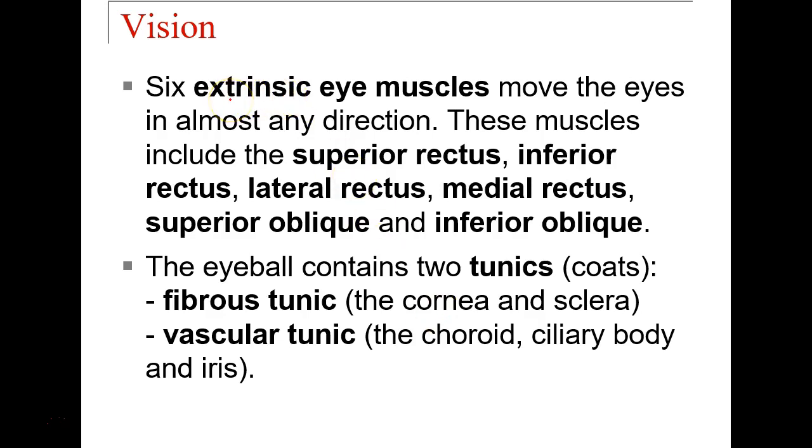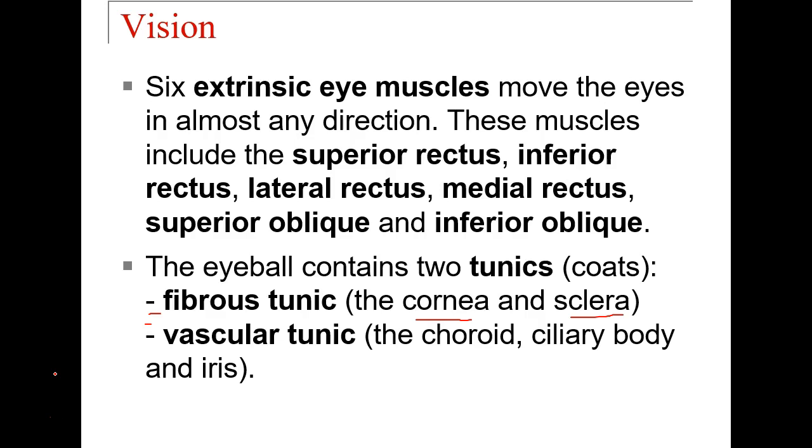So there are 6 extrinsic eye muscles. We saw which 3 cranial nerves control them: cranial nerves 3, 4, and 6, if you remember. But the eye is going to have 2 tunics or coats, a fibrous and a vascular. The fibrous tunic, or fibrous layer, consists of the cornea and sclera. They are continuous with each other.